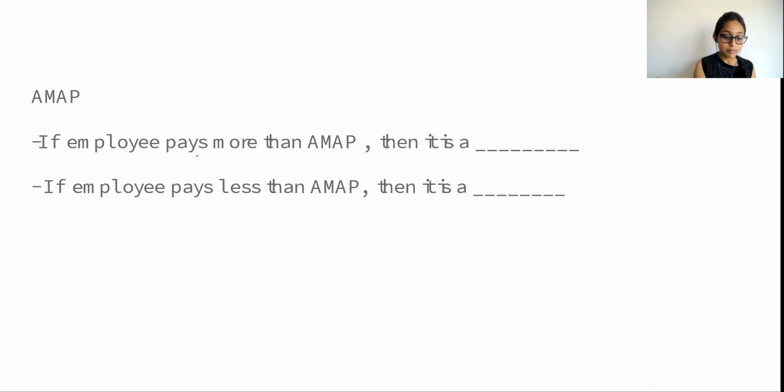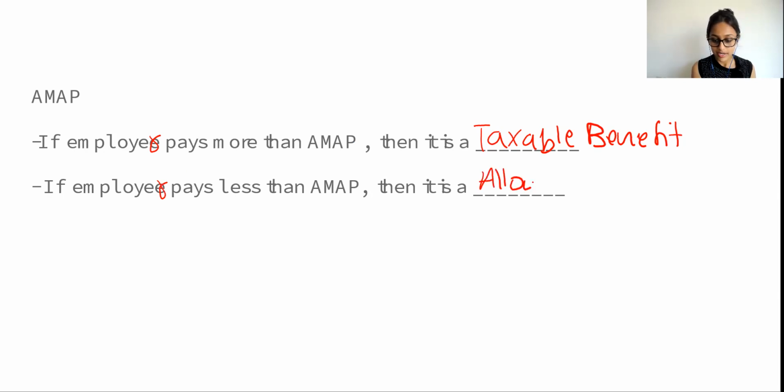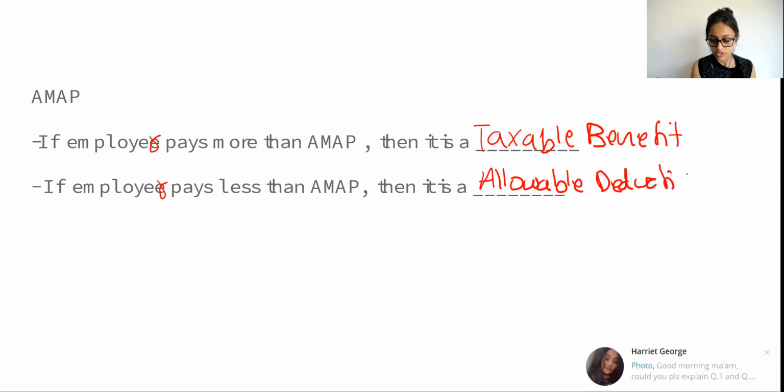If the employer pays more than AMAP, it is a taxable benefit. If the employer pays less than AMAP, it is an allowable deduction. All right, so here we have all the concepts of the employment income chapter.